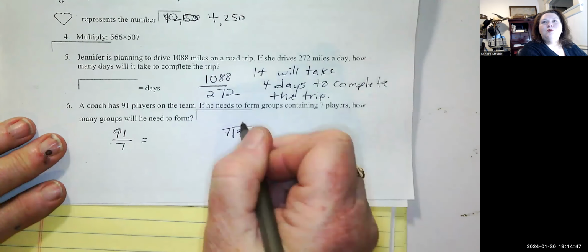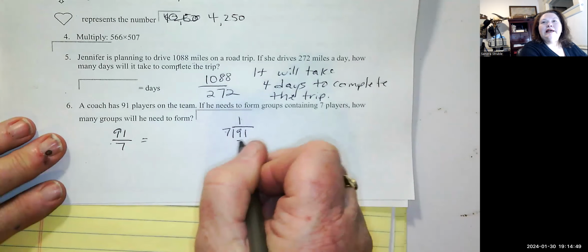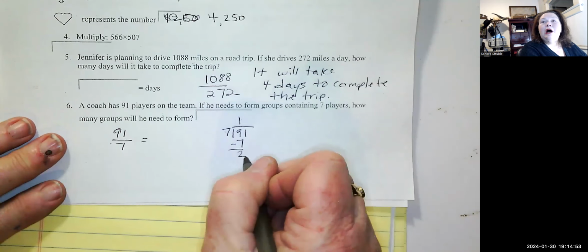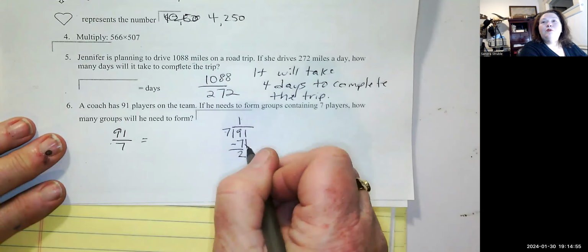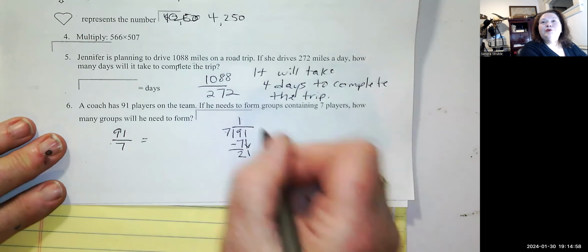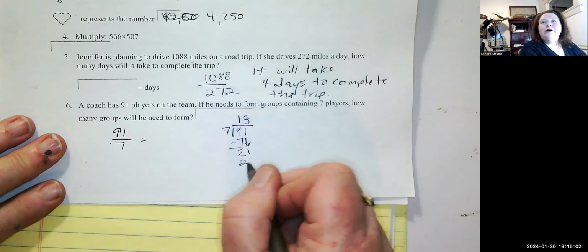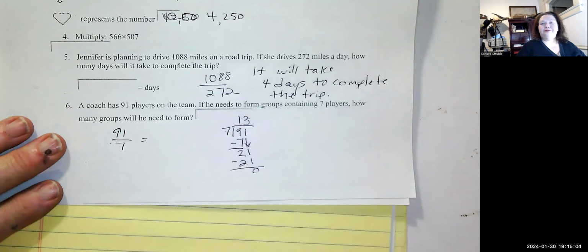7 goes into 9 once. 1 times 7 is 7. I'm going to subtract that from the 9. 9 minus 7 is 2. Oh, no, this works perfectly. Bring down the 1. And then 7 goes into 21 3 times. And then 3 times 7 is 21, and we get a 0. So we have no remainder left.